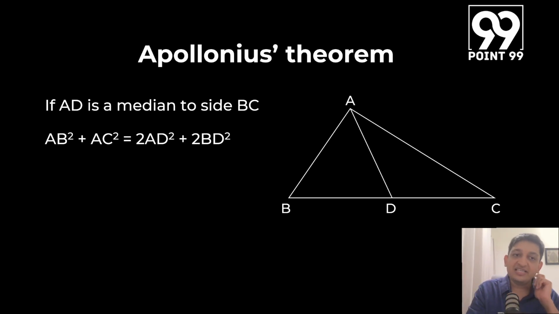You can also write this as AB square plus AC square equals 2AD square plus 2CD square, because BD is equal to CD. Also, you can write this as AB square plus AC square is 2AD square plus BC square by 2, because BD is going to be half of BC. So any of these three forms is alright. You can remember this one and you can derive the other two from the basic form that we have.